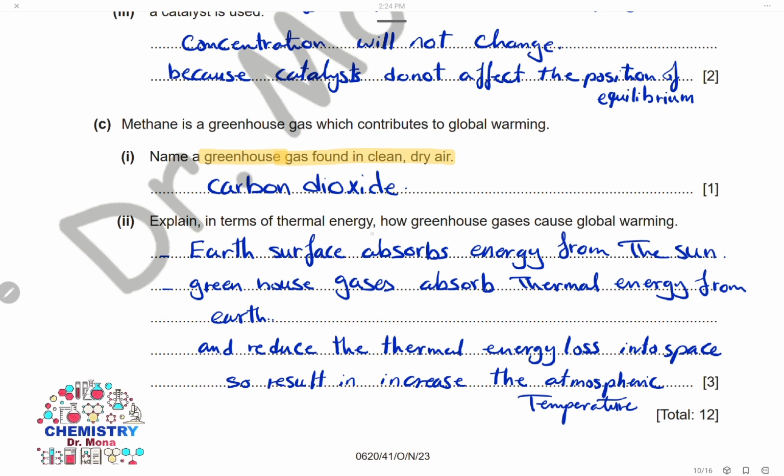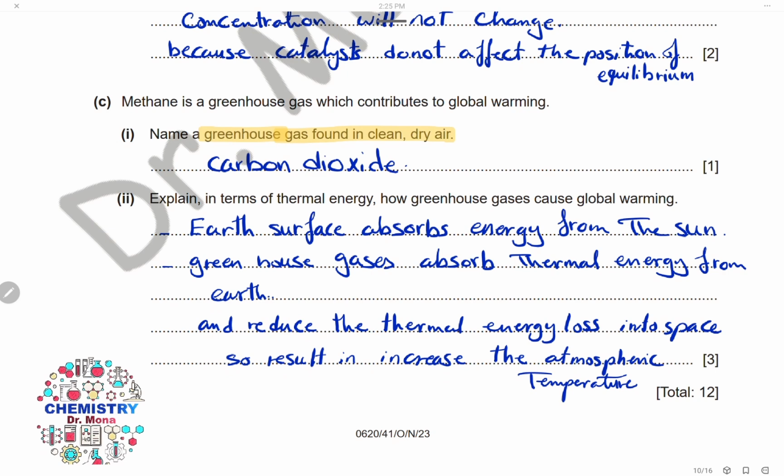Explain in terms of thermal energy how the greenhouse gas causes global warming. The greenhouse gas has an effect of increasing the temperature of the Earth's surface, and that causes global warming. First, the Earth's surface absorbs energy from the sun and reflects it back to the atmosphere. But the greenhouse gas absorbs the thermal energy from the Earth's surface and reduces the thermal energy loss by reflecting this energy to the atmosphere. So the result is an increase in the atmospheric temperature.